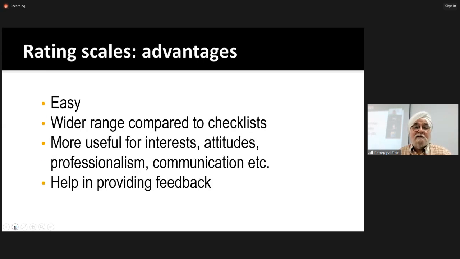Advantages of rating scale: easy. They can test a wider range of capabilities. जो चेकलिस्ट है वो सिर्फ वही टास्क चेक कर सकती है. जो रेटिंग स्केल है वो इट कैन गो बियॉन्ड द टास्क. And especially when you are dealing with areas like interest, attitude, professionalism, communication, rating scale is a better option compared to checklist, and they help you in providing feedback to the student.